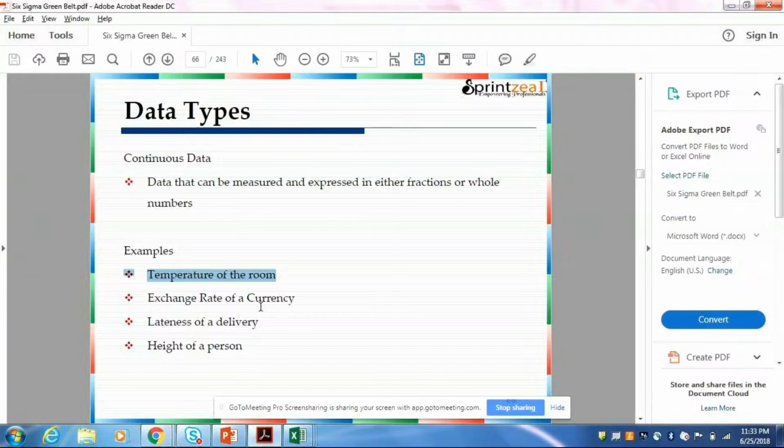Exchange rate of a currency. Exchange rate would be continuous. Yes, if you are saying dollars, you can probably break it down into cents. Lateness of delivery. Discrete. Well, lateness of a delivery could go hours, minutes, days, so you could break it down. Continuous. Number of deliveries late would be discrete. Height of the person. Continuous. Absolutely.